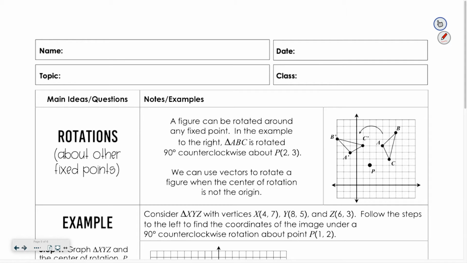So we're gonna rotate, but it's not gonna be about the origin. It's gonna be about just a random fixed point. It says a figure can be rotated around any fixed point. In the example to the right, ABC is rotated 90 degrees counterclockwise about the point 2, 3. We can use vectors to rotate a figure when the center of rotation is not the origin. So we're going to follow the steps on the first one. Honestly, it's not hard. It's just tedious. So then I'm going to let you try one.